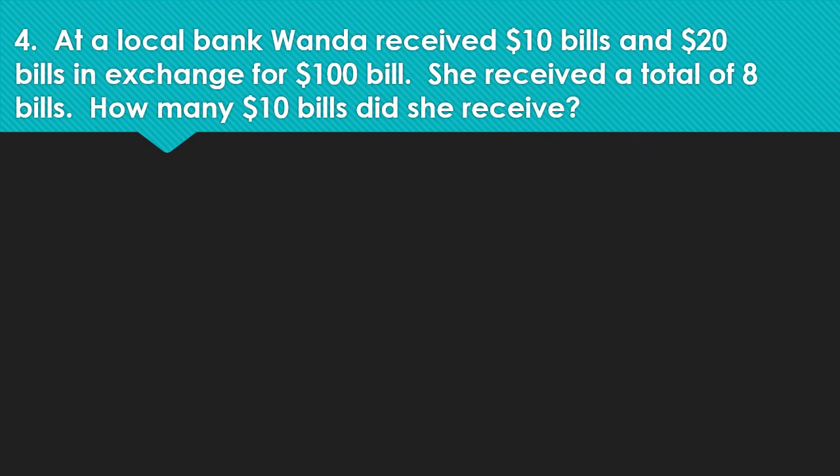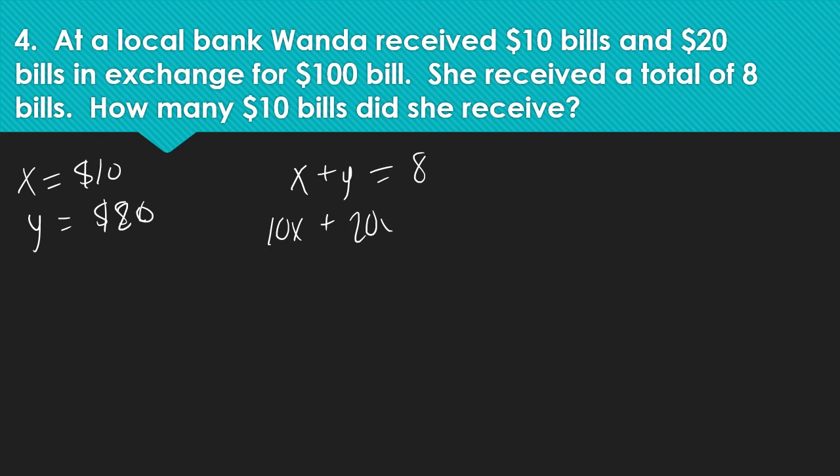All right, on the next, at a local bank, Wanda received $10 bills and $20 bills in exchange for a $100 bill. She received a total of 8 bills. How many $10 bills did she receive? So we can let X equal $10 bills. We can have Y equals $20 bills. And so together we know that X plus Y equals 8. And quantity-wise, we know that 10X plus 20Y equals 100. And it wants to know how many $10 bills did she see.